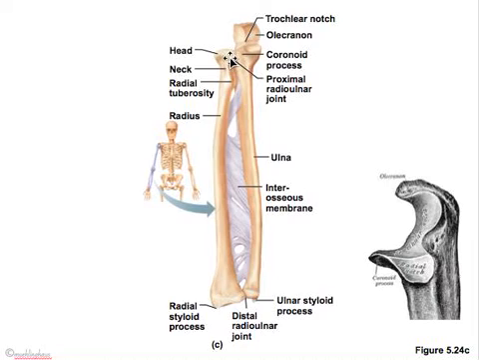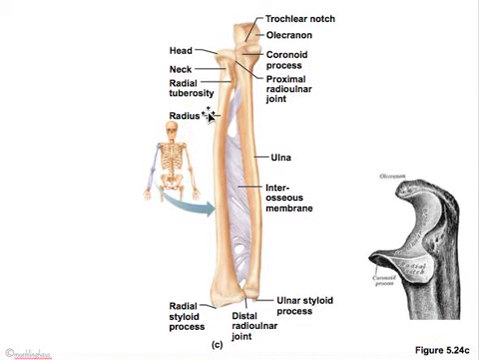So on the radial side, we need to know a head. That's the round structure. Then there's a neck. That's the skinny part underneath the head. And then the radial tuberosity is an attachment site for the biceps, the main front muscle. So the biceps anchors into there. It has a couple of functions that we'll talk about when we get to it.